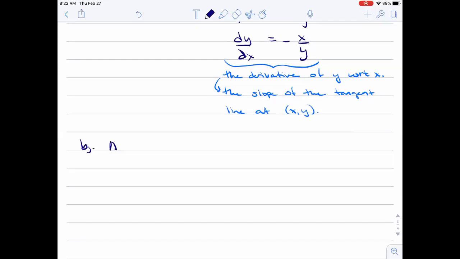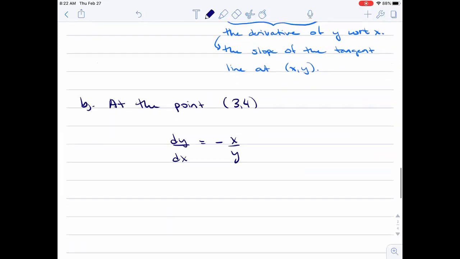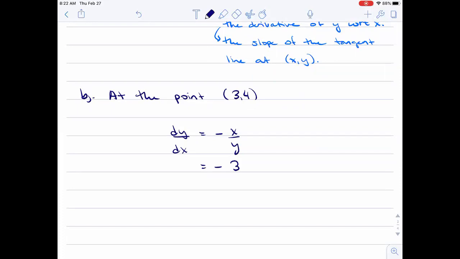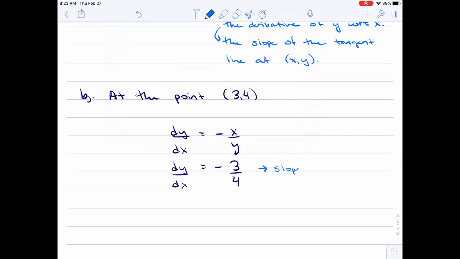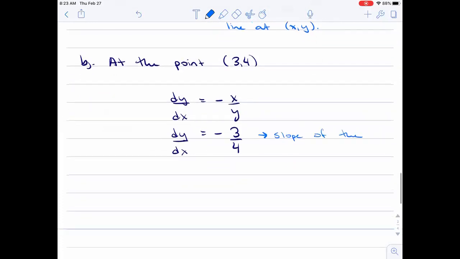Part B, at the point, and we were given the point 3, 4, we know that dy dx is negative x over y, which is going to be negative 3 over 4. So this is the slope of the tangent line at 3, 4.